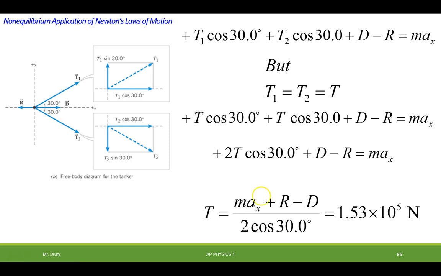Now, if you need a moment to see how I did that and plug in the numbers for yourself, pause the video and take a look at it. But all these problems, whether they're equilibrium or acceleration, are handled very similarly. Okay? All right, that's pretty much it.